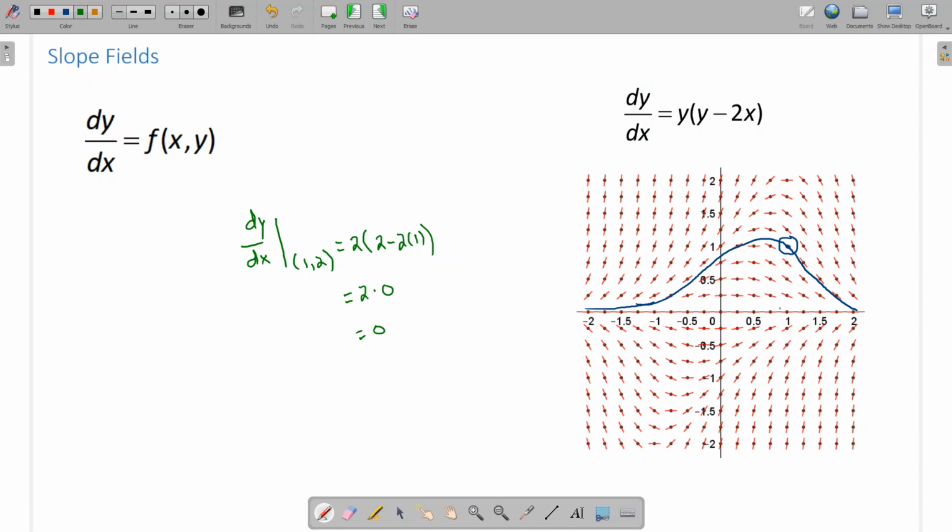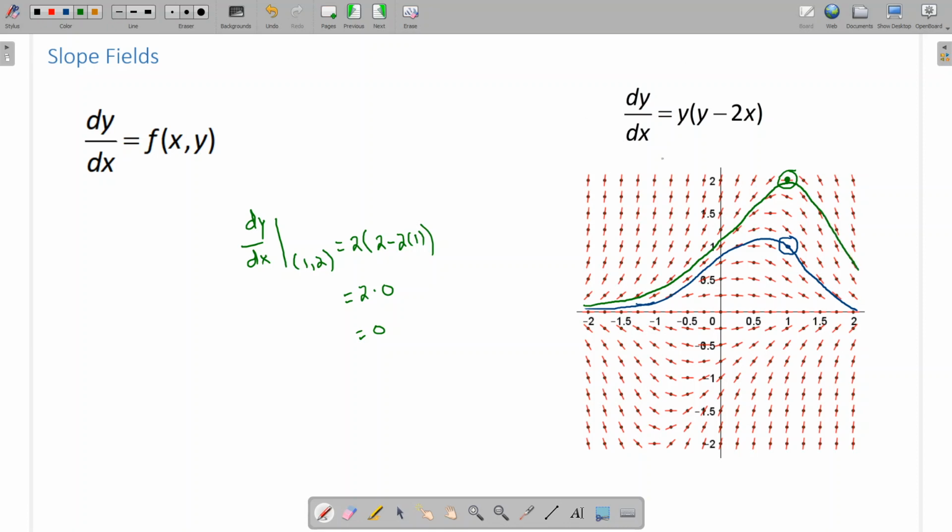Well, let's go to that point. 1, go up to 2, and you can see at that point right there, you do have a horizontal tangent. So if we were to have a solution passing through this point, it's going to be different than the blue one, but it's still going to kind of follow the flow of all of these little segments. So it might look roughly like that.